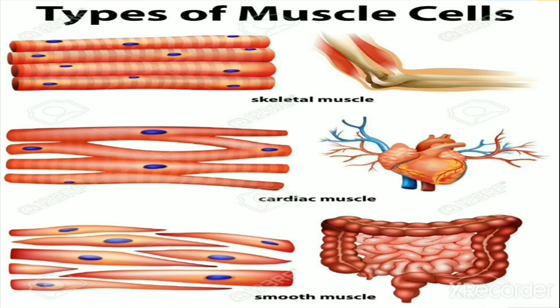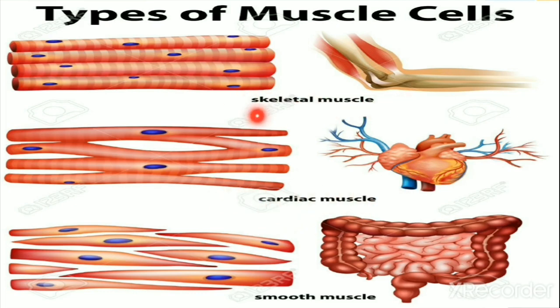Okay, so basically 3 types of muscular tissues are present in our body on the basis of their structure and function. They are called voluntary muscle, involuntary muscle, and the third type is called cardiac muscle. Okay, so we have discussed voluntary means which are under our control, involuntary means which we cannot control. Then the question arises why the third type is called cardiac muscle?